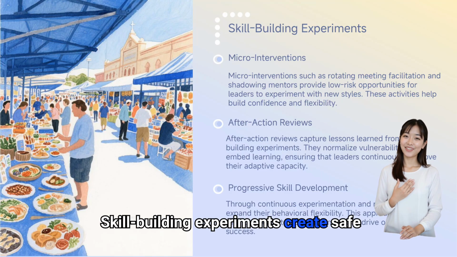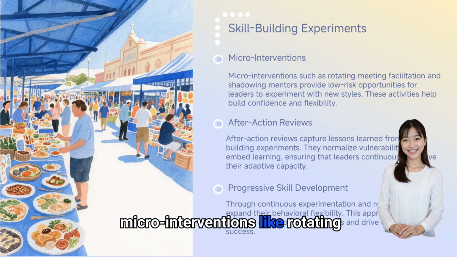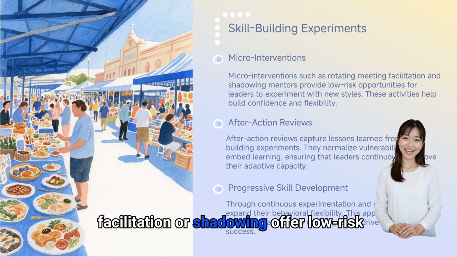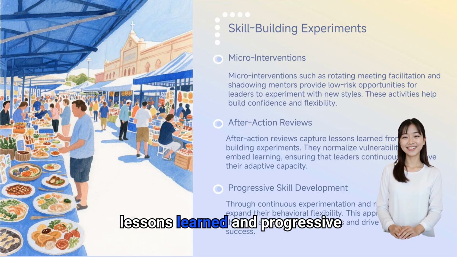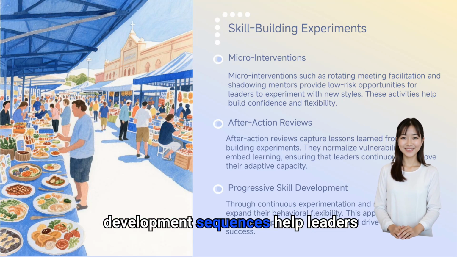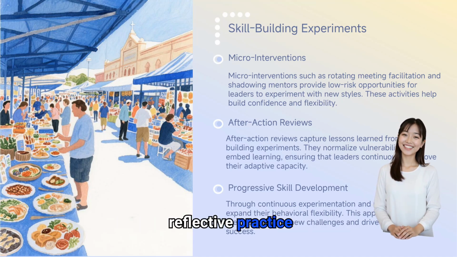Skill-building experiments create safe spaces to practice new behaviors. Micro-interventions like rotating facilitation or shadowing offer low-risk trials. After-action reviews capture lessons learned, and progressive development sequences help leaders expand flexibility through repeated, reflective practice.